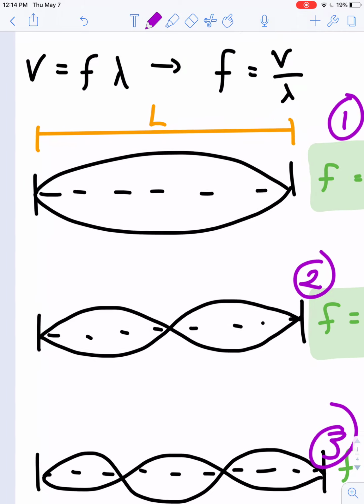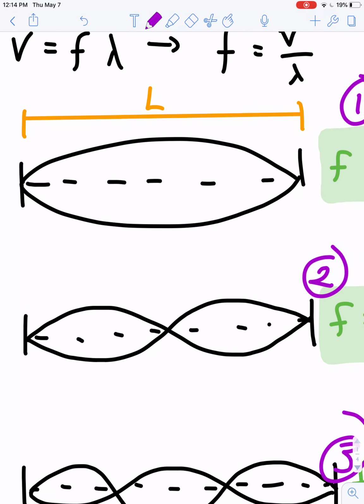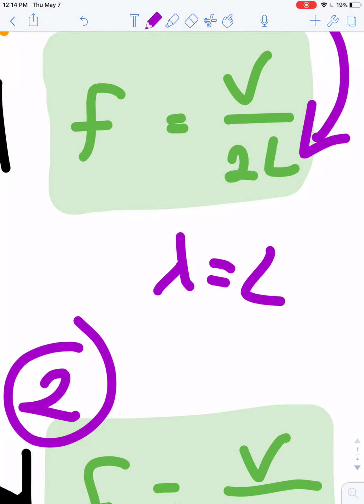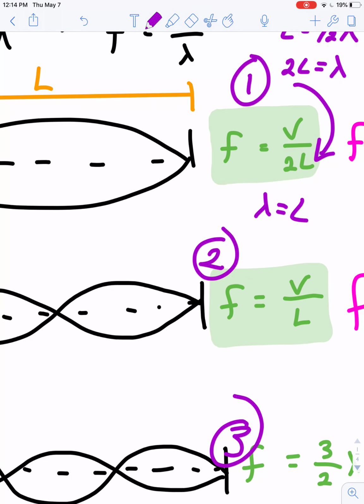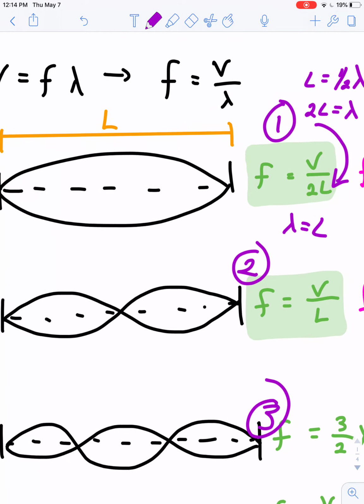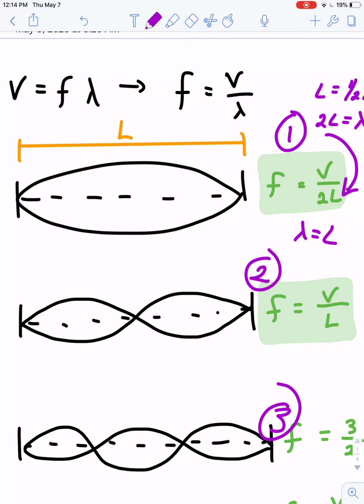In our second example here, we have a standing wave with 1 full wavelength. So wavelength equals L, giving us the equation here in green. The frequency is going to be the velocity of that wave divided by the length of that wave. Here we simply substitute length for the wavelength, because the wavelength is the length of the string.